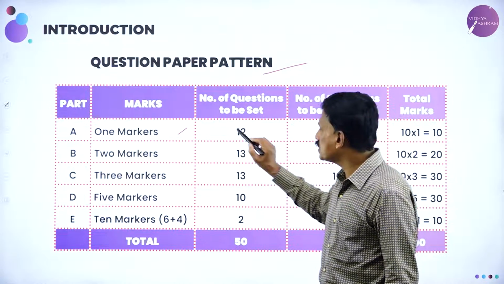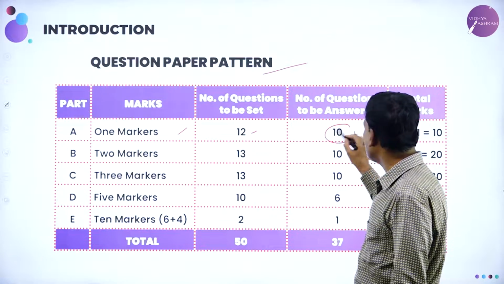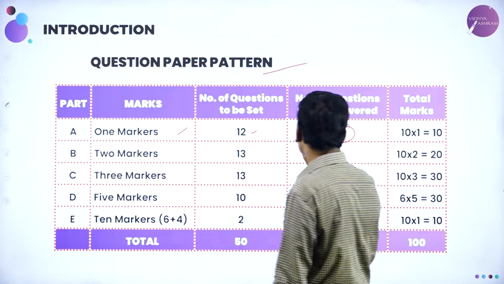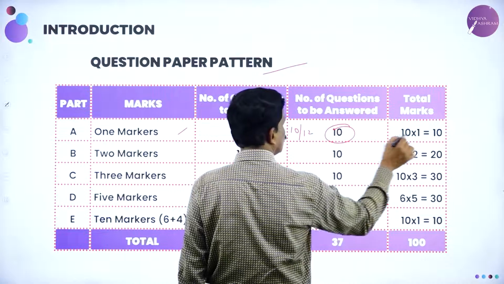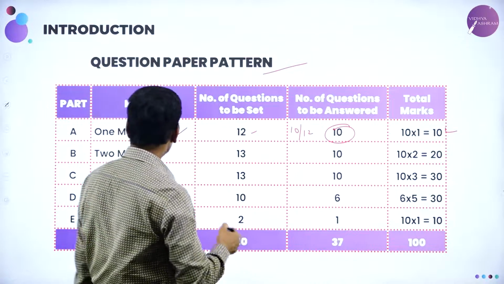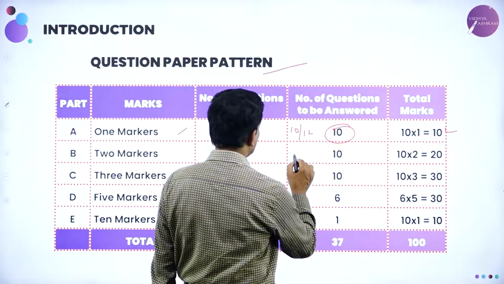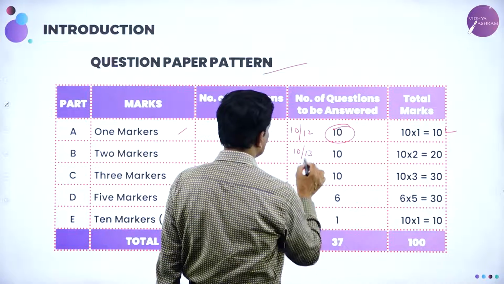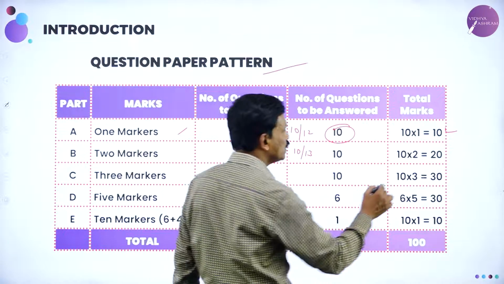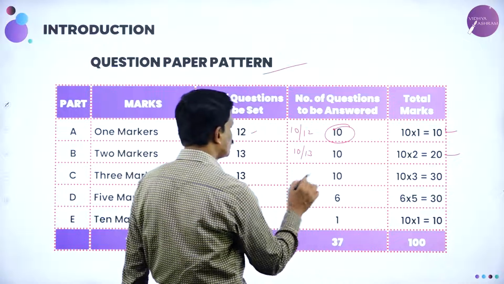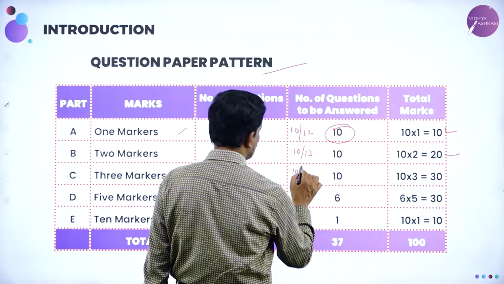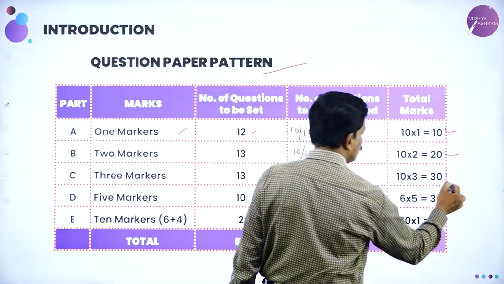In 1 marker questions there are 12 questions, in that you are going to answer 10. So 10 out of 12 in 1 mark, so you will get 10 marks. Again for 2 markers, you are going to answer 10 out of 13 questions, so that is 20 marks. Again for 3 markers, you are going to answer 10 out of 13, that's equal to 30 marks.